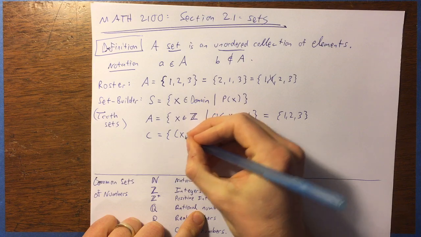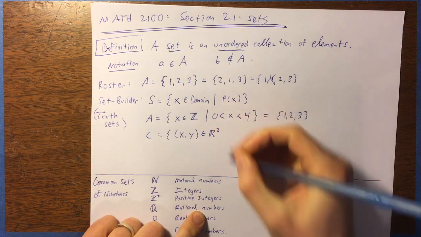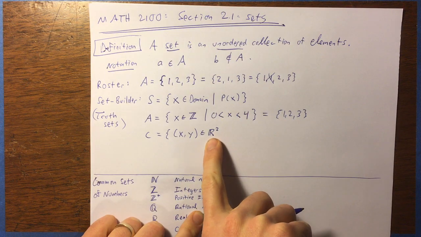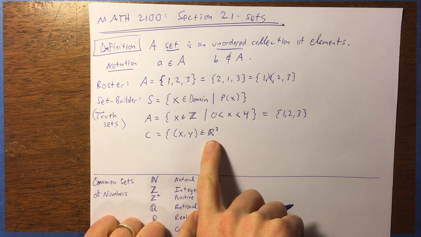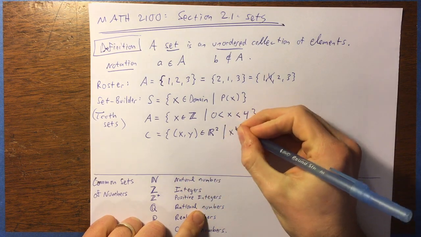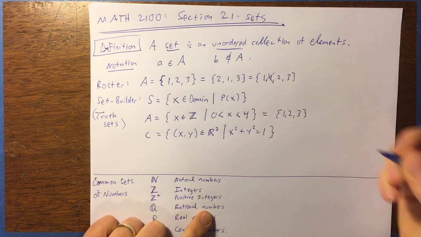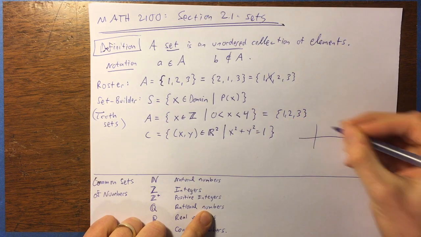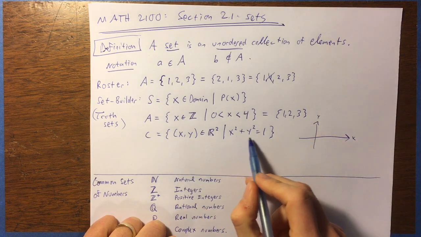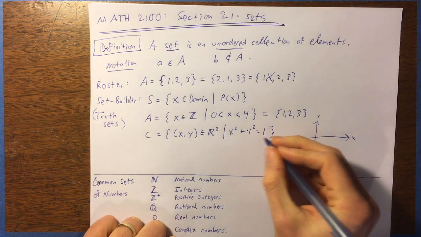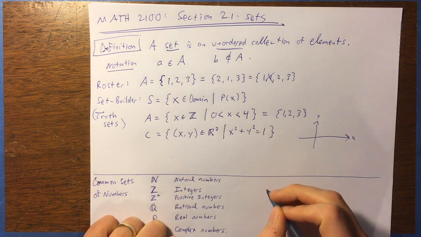What if I want the set of all points (x, y) which are elements of R2? This denotes the xy plane, two-dimensional real space, such that x squared plus y squared equals 1. Well, that would be a set of points in a plane. So the points in the plane, xy, and x squared plus y squared equals 1, this is an equation. It's saying if x and y satisfy this equation, then it's in this set.